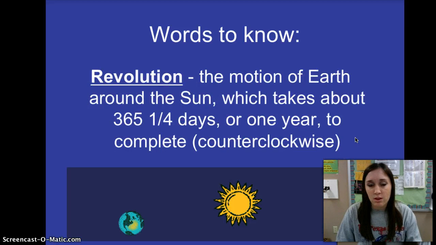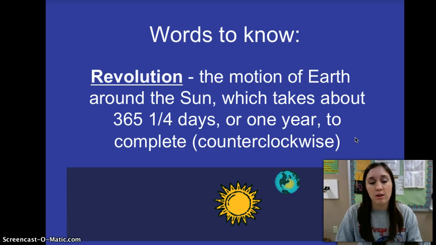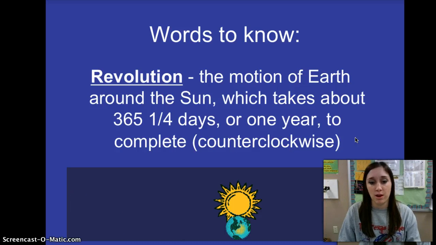Revolution. This is orbiting all the way around the sun. As you can see in the little picture right here, it takes about 1 year, 365 days, to make all the way around. Revolution, so you're thinking all the way around. Revolution takes a lot longer than a rotation.